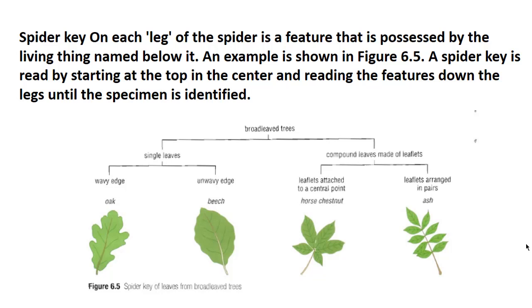There you can see leaflets attached to a central point and the leaflets arranged in pairs. As you can see, let me show with the mouse, they are arranged in the center. This one is making pairs of two at each point. So if they are attached at the central point, it's going to be named horse chestnut, and the next one is ash. So you can see the spider key works like this.